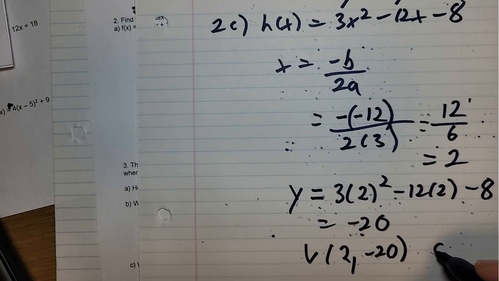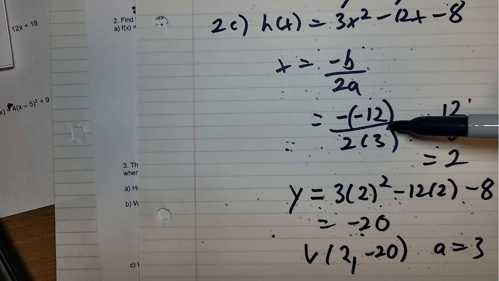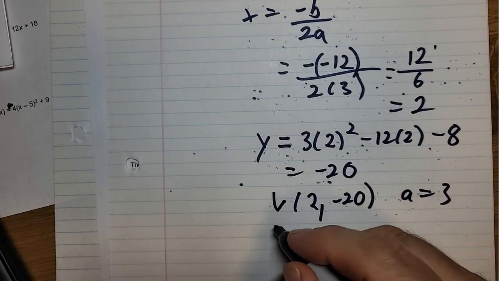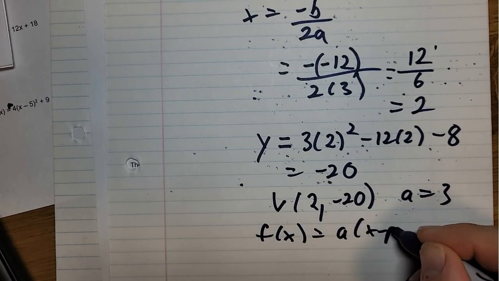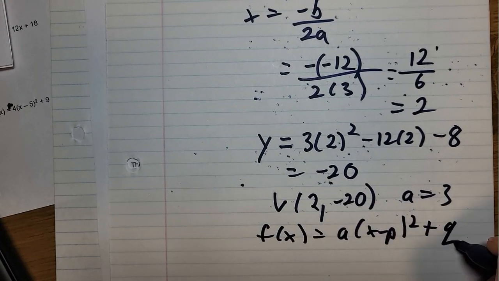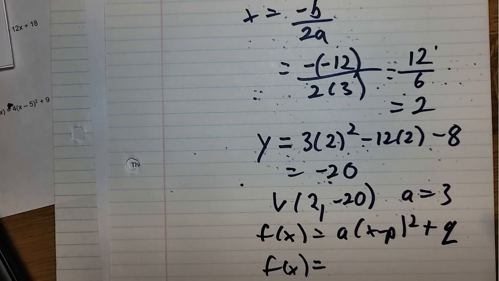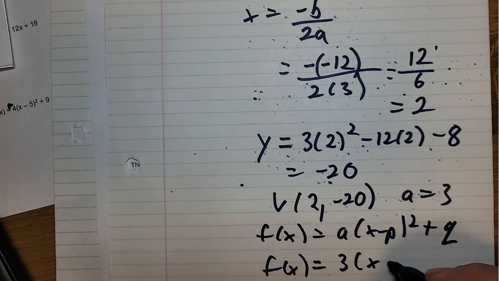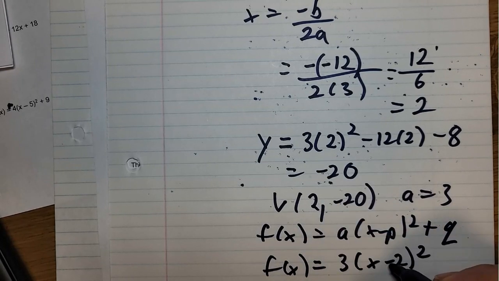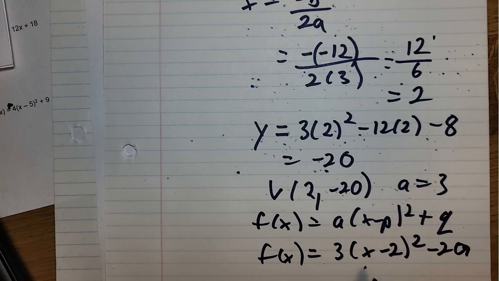A was 3, right, so right in the front, 3. Vertex equation: I like to use the p and the q. Other teachers use different letters, h and k or something. So 3, x minus 2 squared. Opposite sign. q is minus 20, same sign. There we go, vertex form.